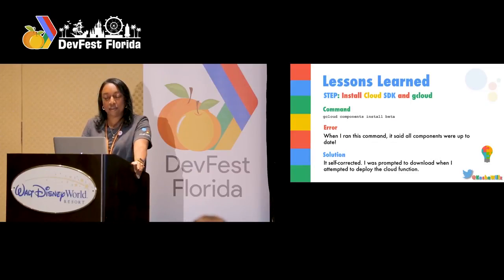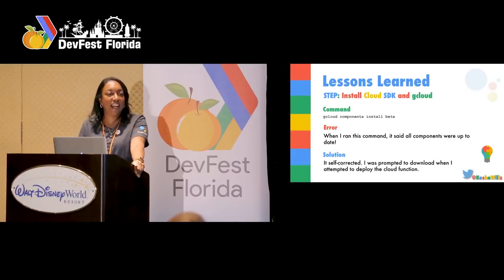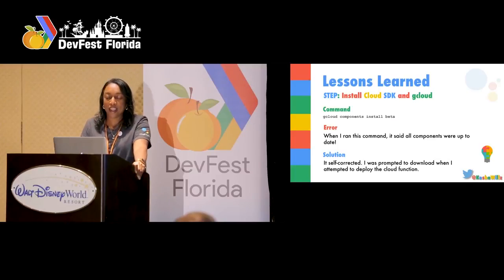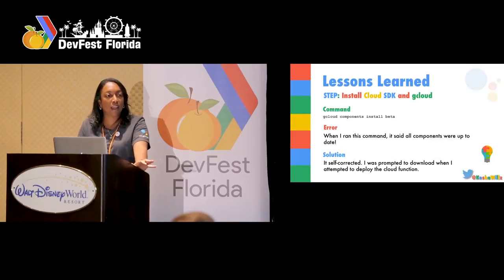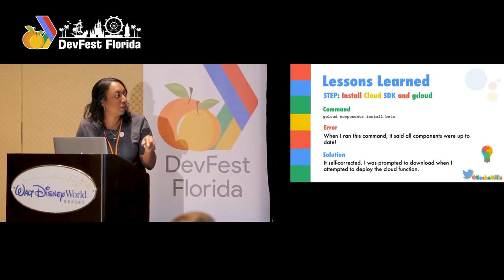The next issue, also installing the cloud SDK and gcloud. I ran that command, installing the components, and when I ran it, just like they have it in the tutorial, I saw this message. It said all components were up to date. That was confusing because I'm just installing the components. How can it be up to date? Well, that issue self-corrected. When I got ready to deploy my function to the cloud, it prompted me to do the download.